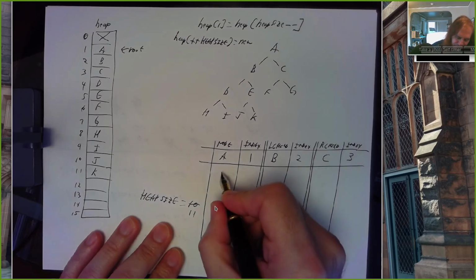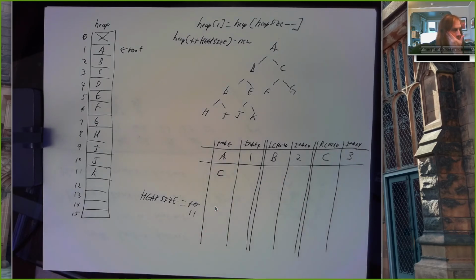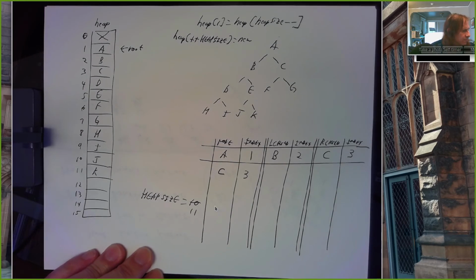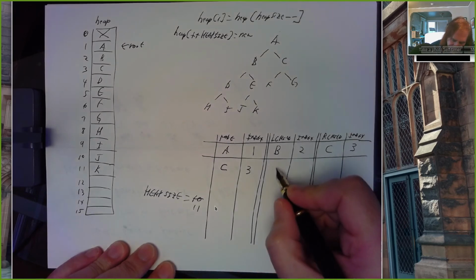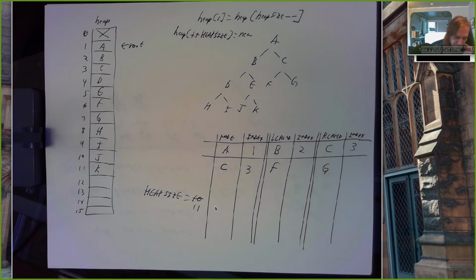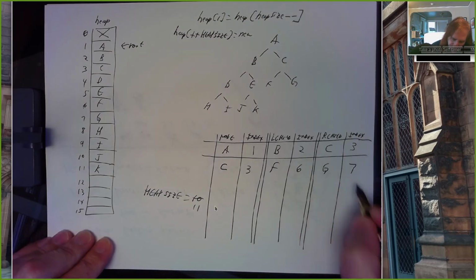Let's pick a different node. Let's pick node C. So what's the index of C? Three. And what's the identity of C's left and right child? What's the name of the node on the left and the right? Those are F and G. All right, and what is the index of F and G? Awesome, let's do one more.